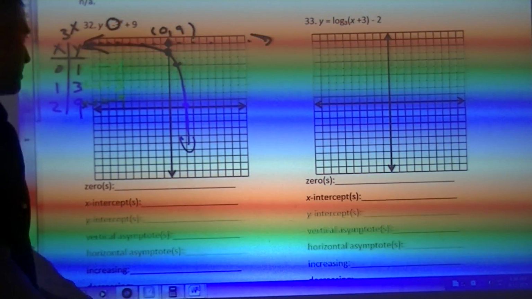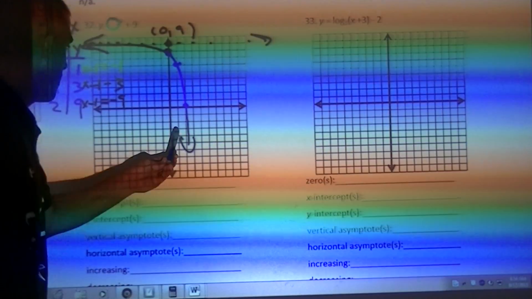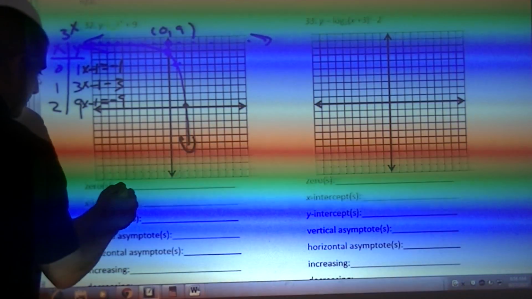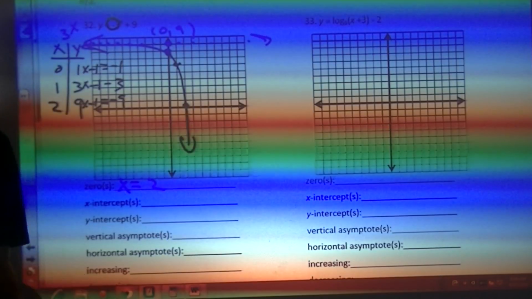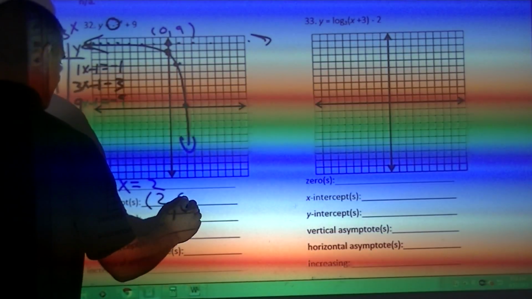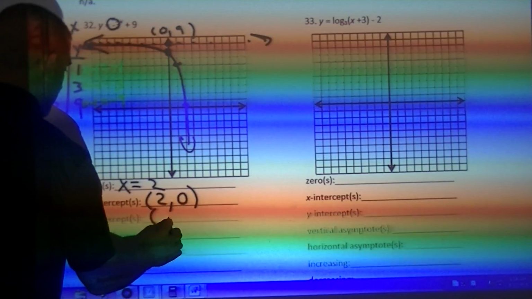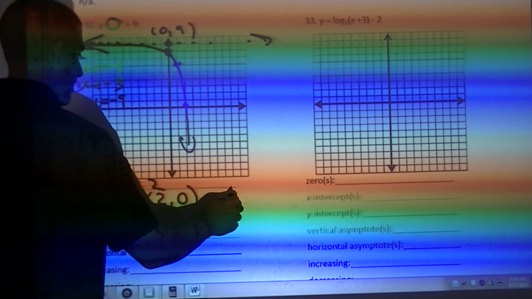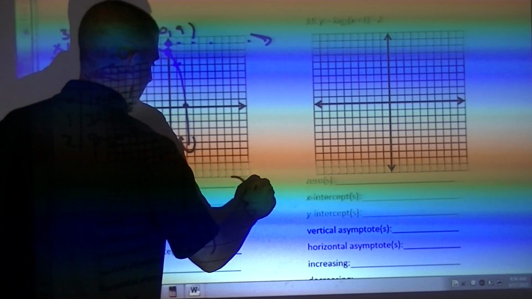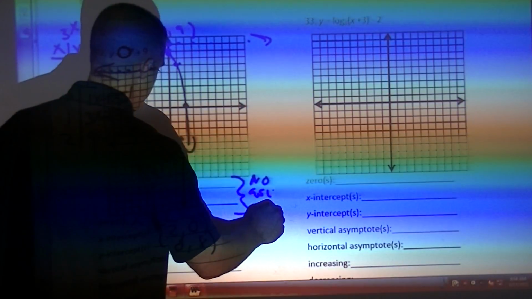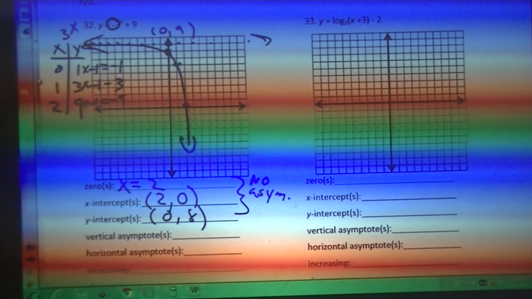Now, the zeros. Where does it cross the x-axis? x equals 2. That would be 2 comma 0. The y-intercept, that's right here. That's at 0, 8. Very important. No asymptote in these. Do not include the asymptote in that. It's not involved with that.